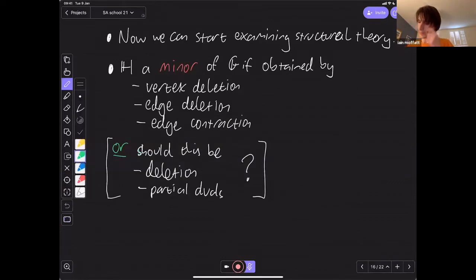And with this, you can start doing minor theory for ribbon graphs. You can define a minor as any ribbon graph obtained through edge deletion and edge contraction, so we can start deleting and contracting edges as well as vertices. Or maybe, since contraction is a special case of deletion and partial duals, we want our minor to be deletion and partial duals, and there are often special times to do that.